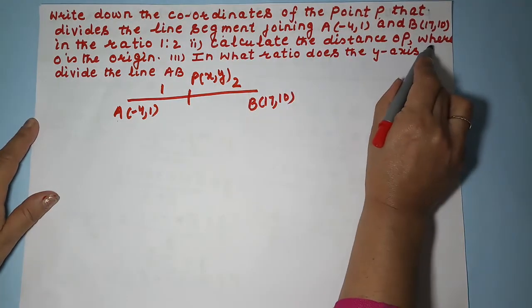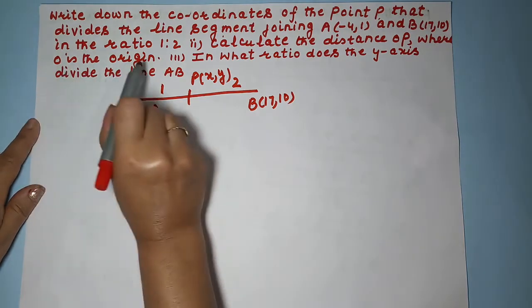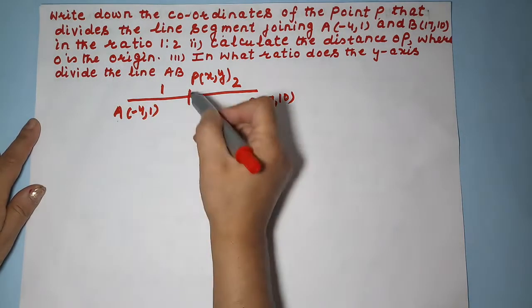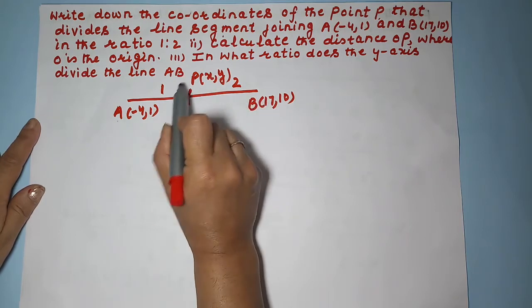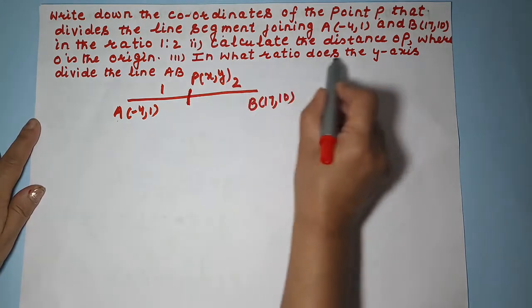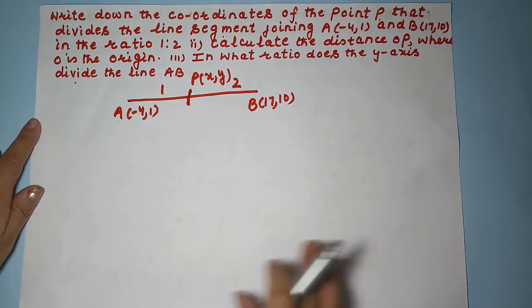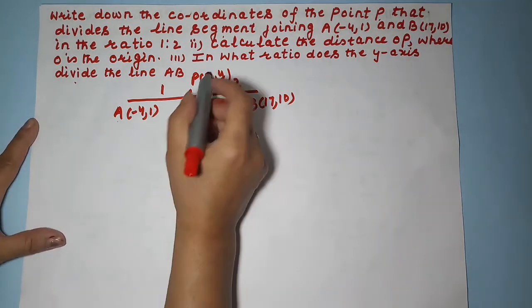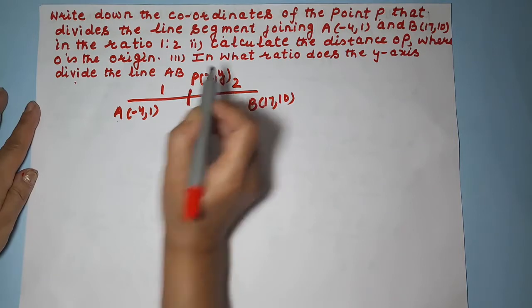Calculate the distance OP. After that, I have to calculate the distance OP where O is the origin. By that time, I would have found the value of this point P. Then O is the origin. And after that, he wants me to find in what ratio the y-axis divides the line AB. Alright, let's go to the first part. We'll find the values x and y. We will find the coordinates of this point P.